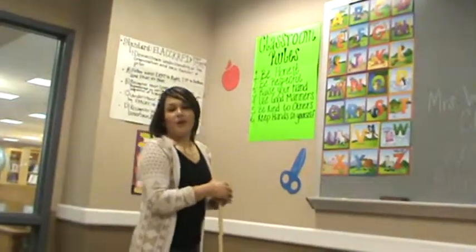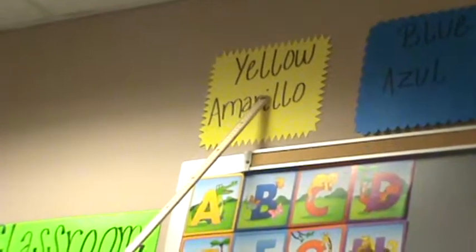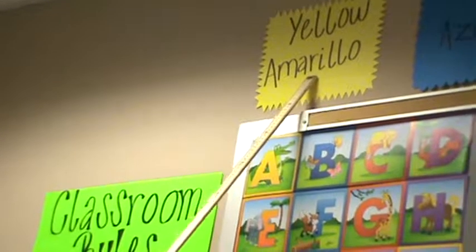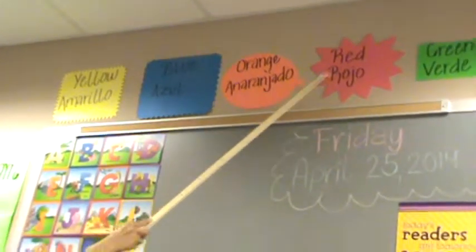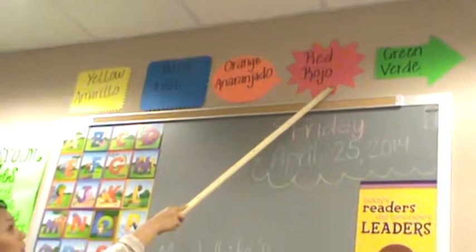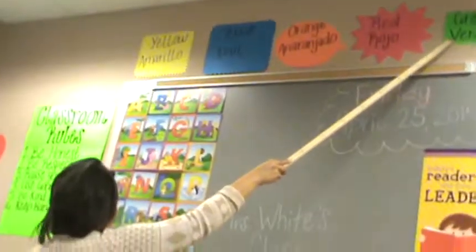Alright, now let's go over our colors like we do every morning just so we can review. Alright? And if y'all would, repeat with me. Yellow, amarillo. Blue, azul. Orange, anaranjado. Red, rojo. Green, verde.